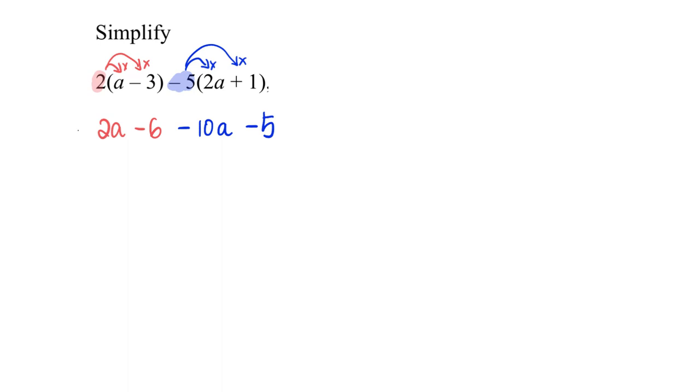So this is the first part. Thereafter, do simplify the like terms. 2a plus 2a minus 10a, I'm left with -8a. -6 minus 5, I'm left with -11. And that will be the answer for this question.